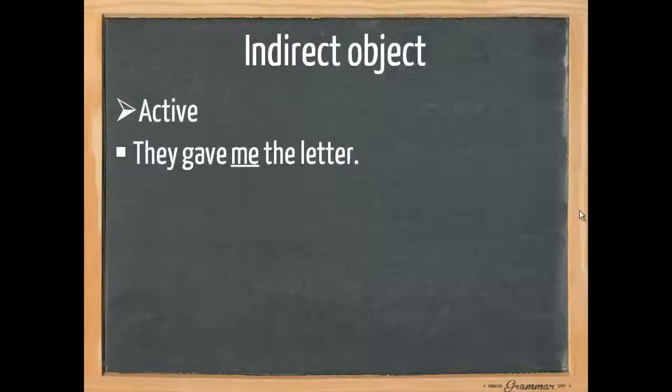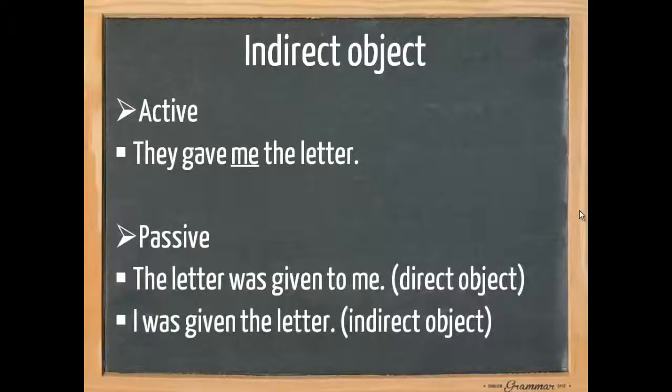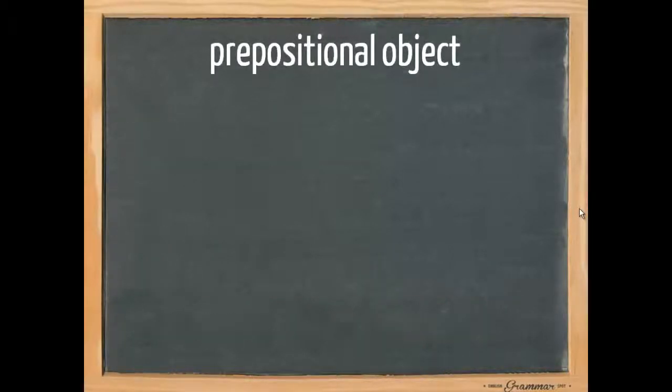So what do you do when you need to change an active sentence into a passive, but it contains both an object, the letter, and me, the indirect object? For the direct object: the letter was given to me. Quite straightforward. But then, for the indirect object: I was given the letter. So please note that the me has changed into I, because you cannot say me was given the letter. So both options here.